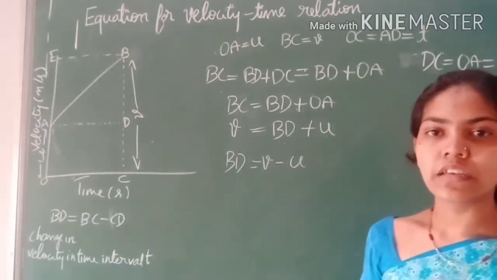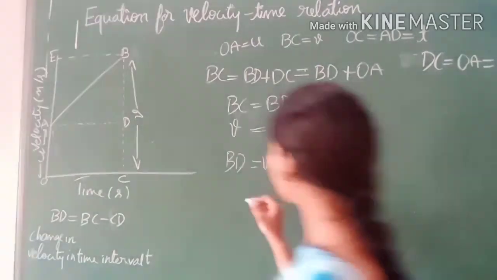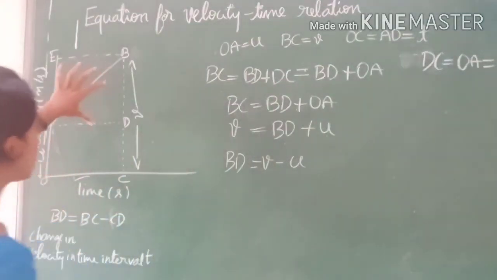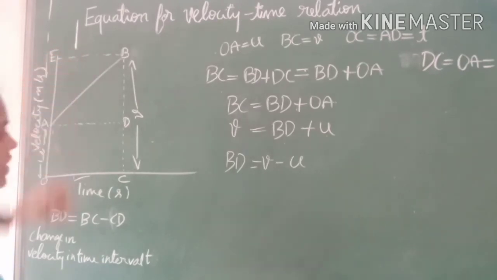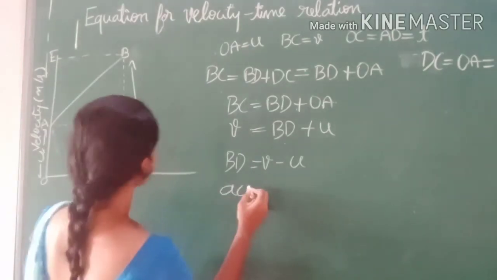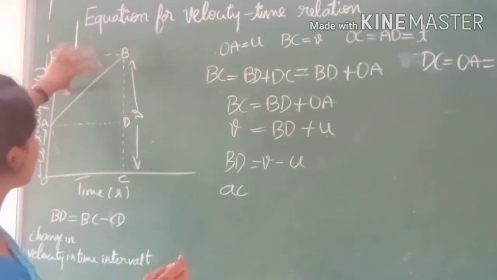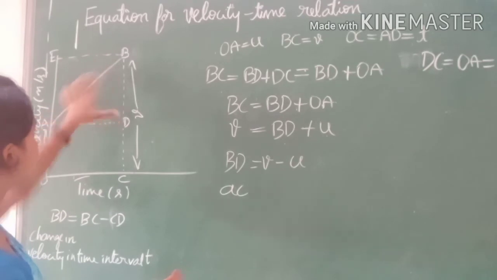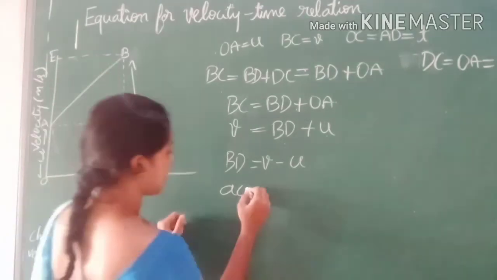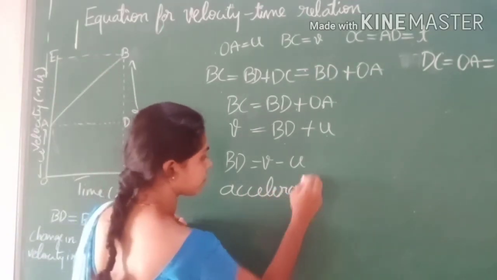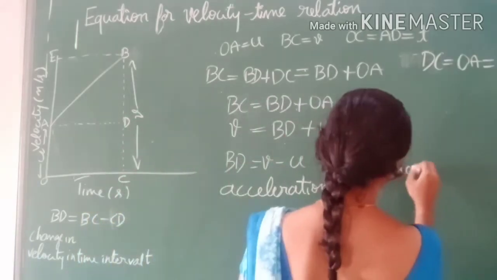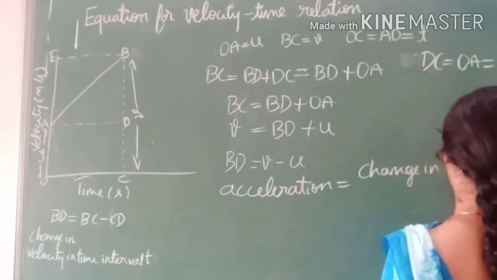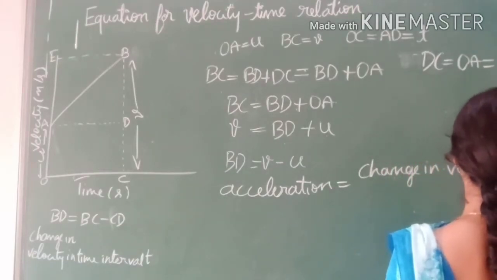Now change in velocity in time t, let us find. I want to find the acceleration attained by this object. Acceleration of the object is nothing but change in velocity with respect to time. Acceleration is equal to change in velocity divided by time.